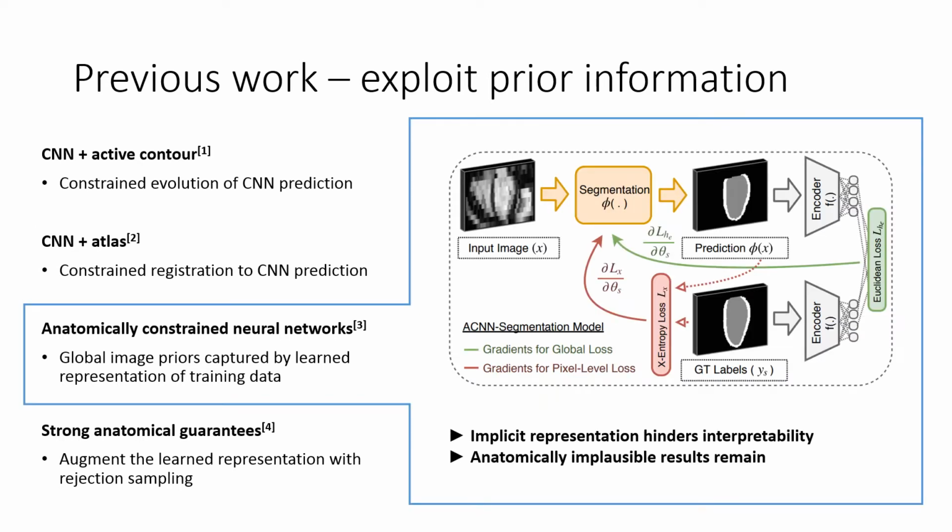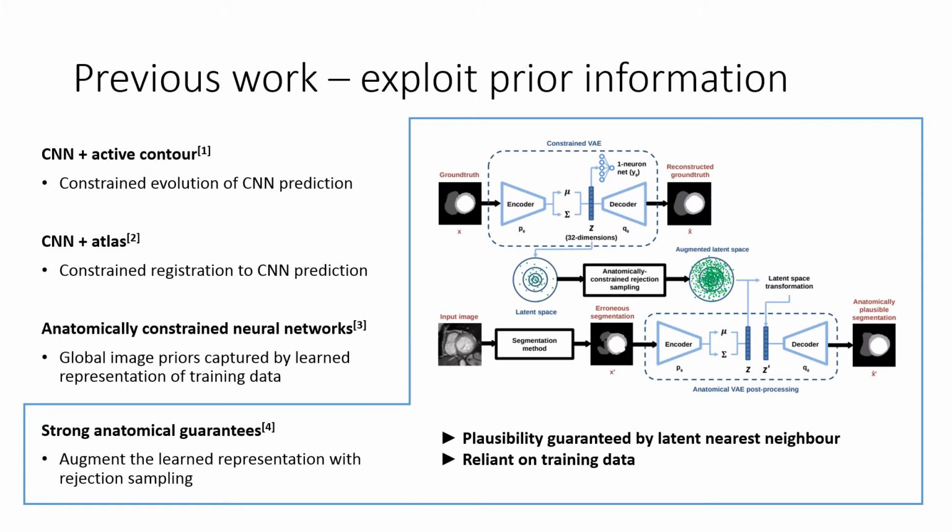Instead, Oktay et al. sought to inject prior information directly into CNN optimization using a compact representation of myocardial anatomy learned from the ground truth training data. However, it is difficult to ascertain the extent to which latent features are truly related to anatomical shape or topology as claimed. Observing that such an approach may still yield implausible results, Painchaud et al.